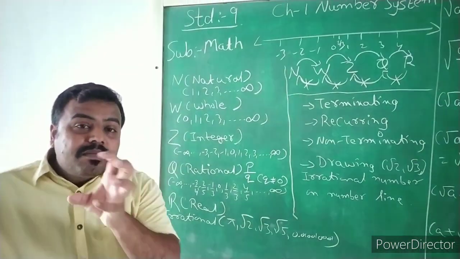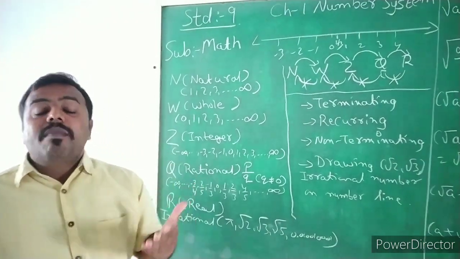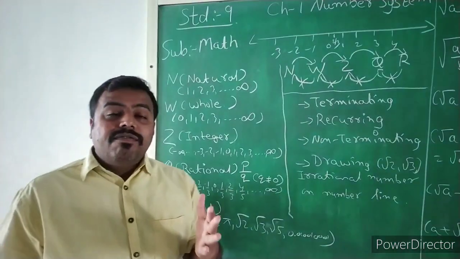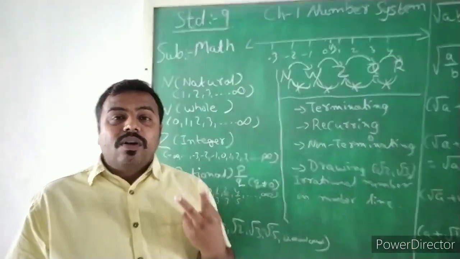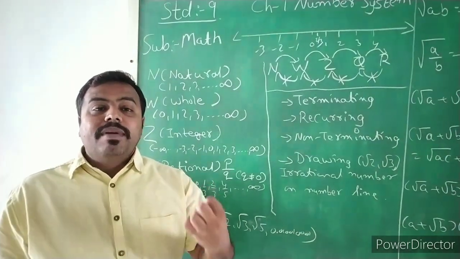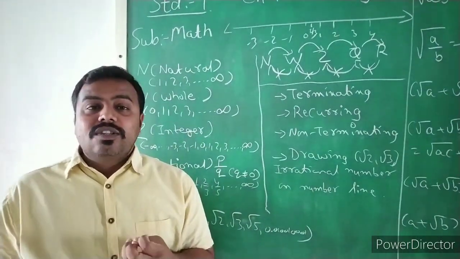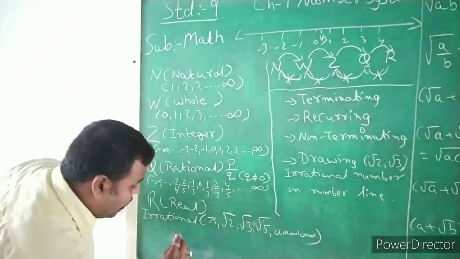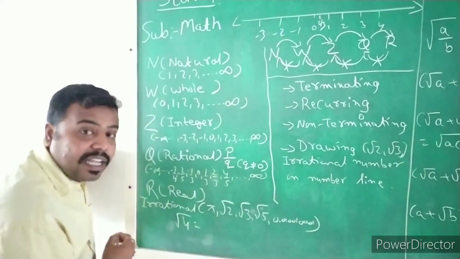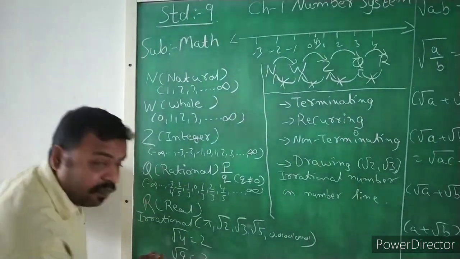Now, which numbers are called irrational? Say for example, you have studied about square and square root. If you do square of 2, then you will say that square of 2 is 4. Suppose I am telling you to do square of 5, so the answer is 25. Similarly, say for example, I am taking root 4. So I can say root 4 is equal to 2. Root 9 is equal to 3.